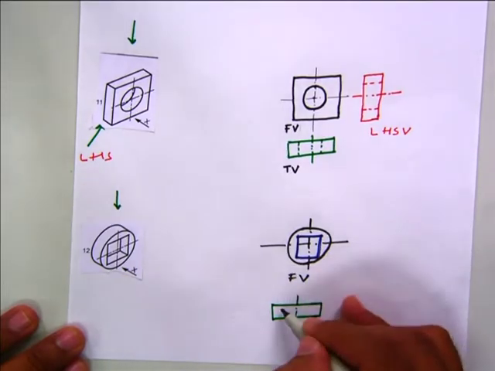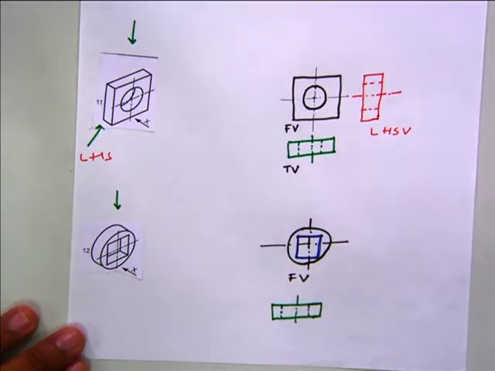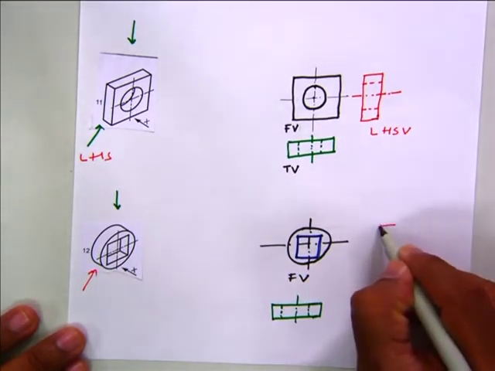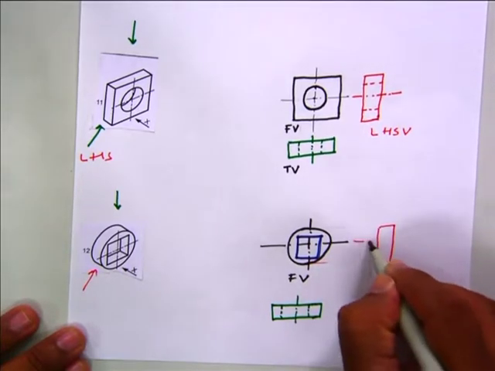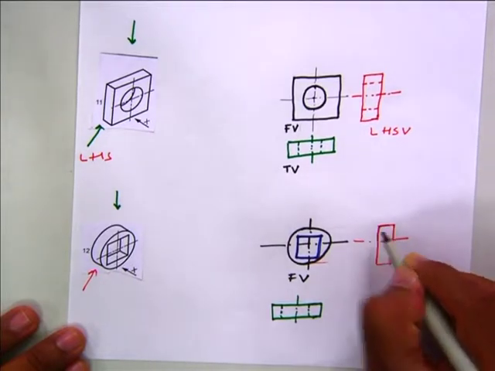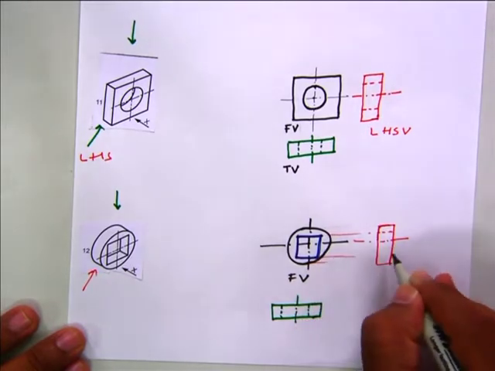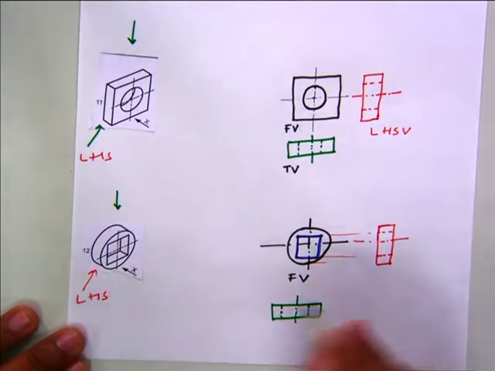Draw these centers. Again, you can have this. And when you are viewing from here, this is the projection of the square. This is your left hand side view.